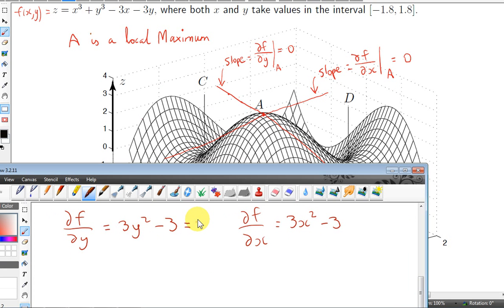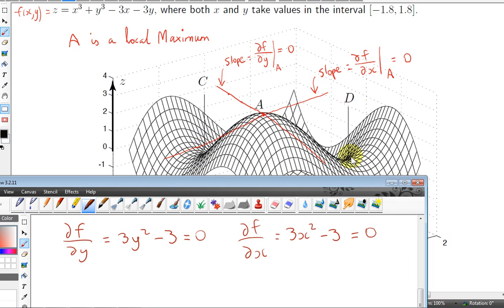The next step is to set both of these partial derivatives equal to 0, because at a stationary point they're both 0, whether it's a local max or a local min, or as we'll see later, a saddle point. That's point C or point D. So at a stationary point both of these equations have to be satisfied. So we want the coordinates of a point that satisfies both of these simultaneously. So we solve between these equations. Actually x doesn't come into this one.